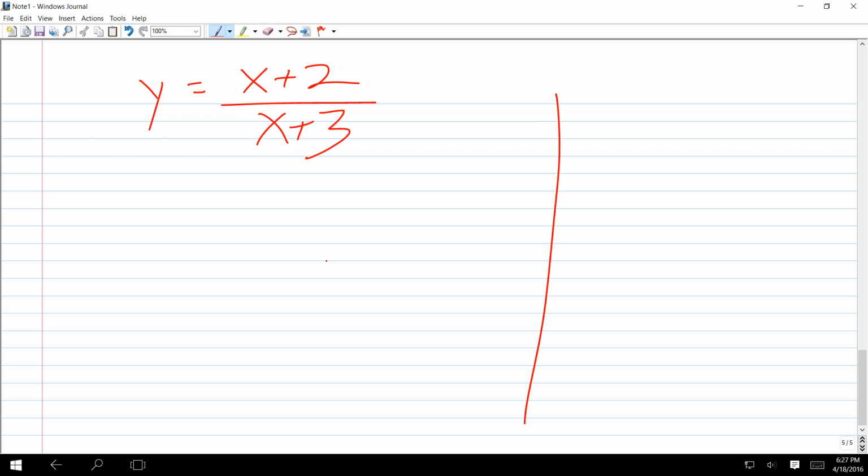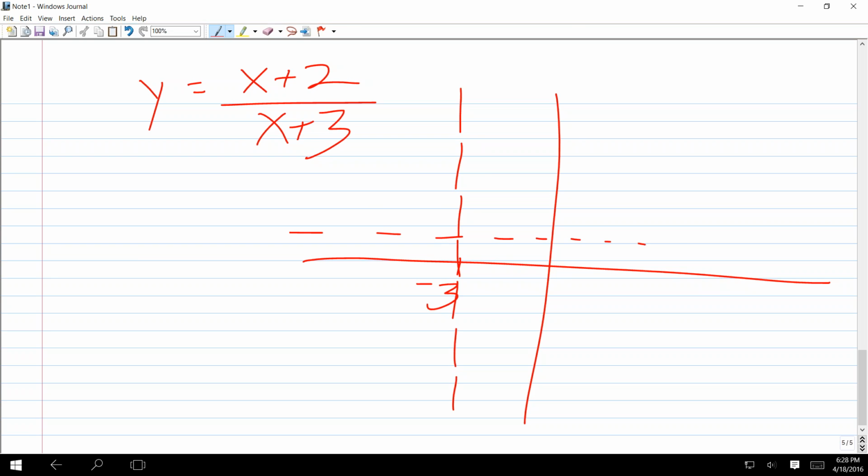Now see, this isn't immediately obvious which quadrants I'm going to be in. Always start with your vertical and your horizontal asymptotes. Where's the vertical asymptote? -3. Where's the horizontal asymptote? 1. Y equal 1. Those asymptotes are equations of a line, so it's not technically correct to say at 1. The equation of that line is y equal 1. The equation of the vertical line is x equal minus 3.